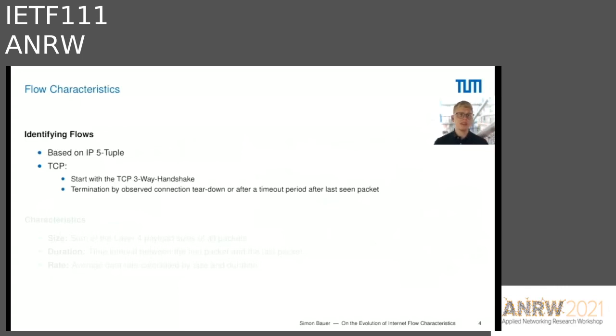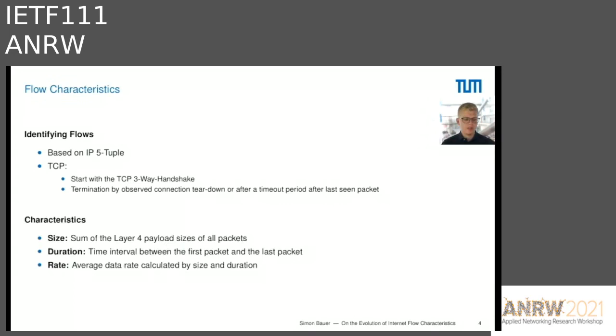Let's talk about flows. We identify flows based on the IP5 tuple, as we will focus on TCP traffic for our study. We identify the start of TCP flows with a three-way handshake, of course, and we terminate a TCP flow when we observe a connection teardown, if there's an idle period in a flow for a certain timeout period, or we observe a freshly established three-way handshake of an IP5 tuple that is already tracked. For identified flows, we calculate the flow size in the sense of the sum of layer 4 payload sizes. We calculate flow duration as the time interval between the first and the last packet we observe, and we calculate flow rate as the average data rate based on flow size and flow duration.